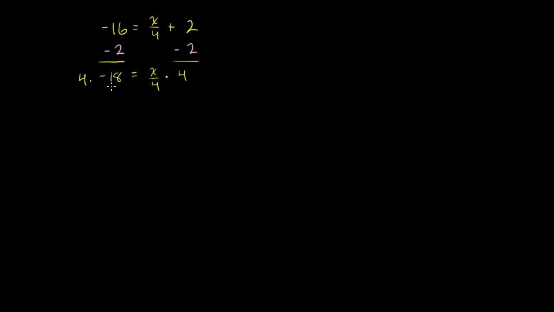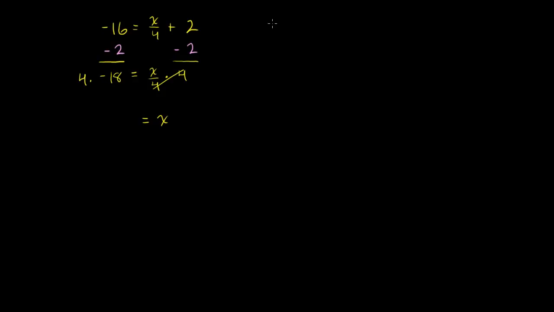So we get 4 times negative 18 is equal to x over 4 times 4. The x over 4 times 4, that cancels out. You divide something by 4 and multiply by 4, you're just going to be left with x. And on the other side, 4 times negative 18.